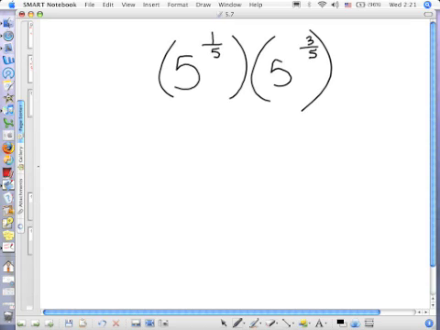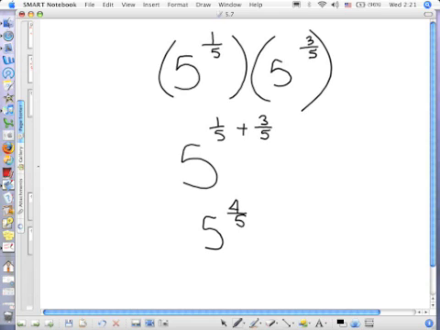The answer is not 25. Yes, it is. 5 times 4/5. 4/5 of 5 would be 4. That makes no sense. The bases are the same. You're multiplying, so you add the exponents. So it's 5 to the 1/5 plus 3/5. 5 to the 4/5. That's the answer? And that's your answer. Oh, okay, good.